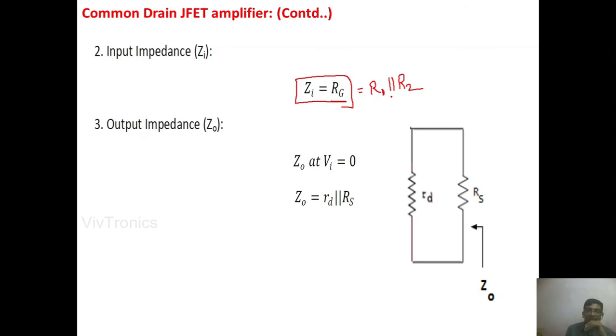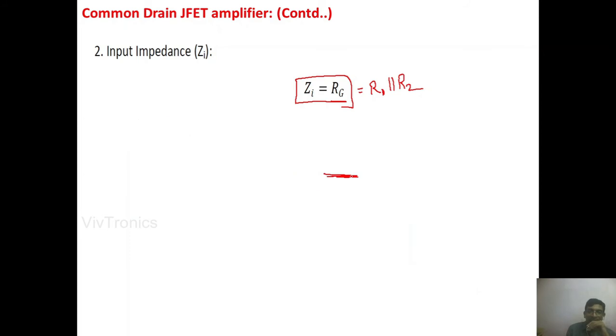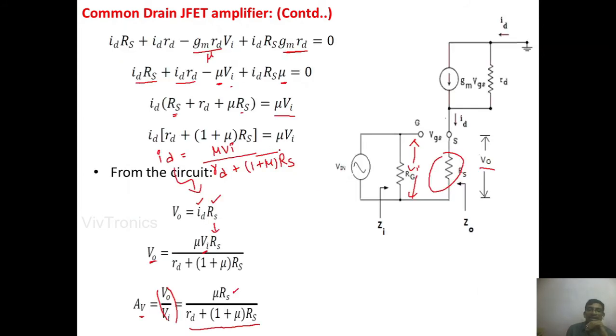Similarly, if you want the output impedance Zo, okay, output impedance will be calculated whenever the input voltage Vi is equal to 0. Whenever the input voltage Vi is equal to 0, then VGS is also equal to 0. Therefore gm VGS, this current source, is also equal to 0. Therefore we have only two resistances at the output side. This gm VGS will be open circuited.